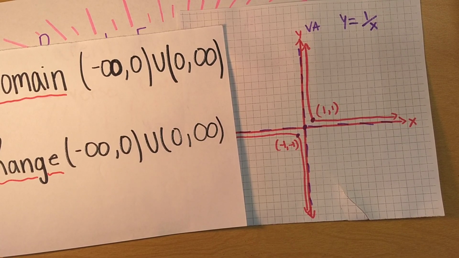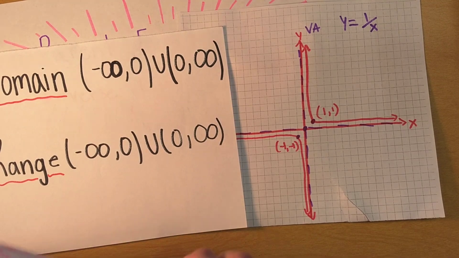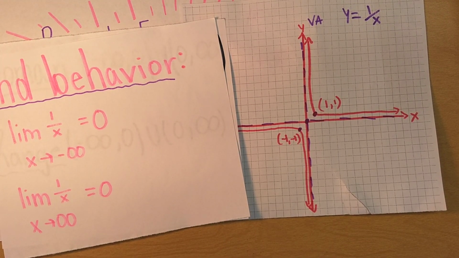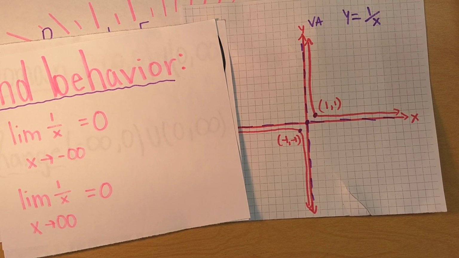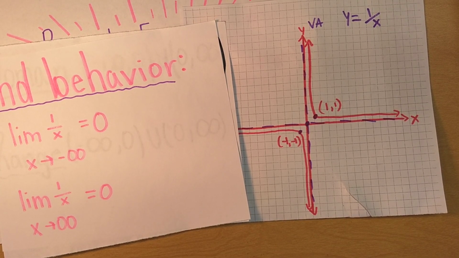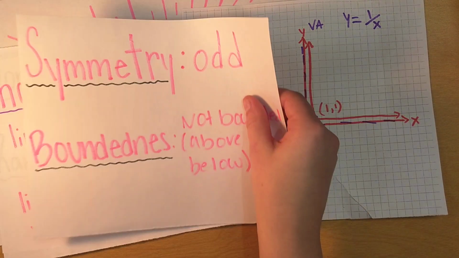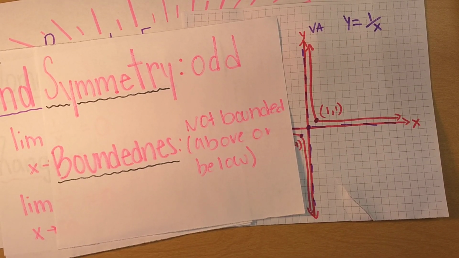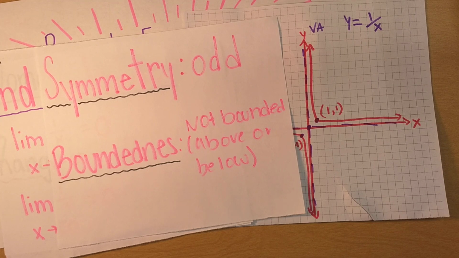The end behavior is as x approaches negative infinity, y gets closer to 0. As x approaches infinity, y gets closer to 0 too. For the symmetry, this function is odd. It reflects across the origin horizontally as well as vertically. And the function is not bounded above nor below because it does not have a maximum or minimum value.